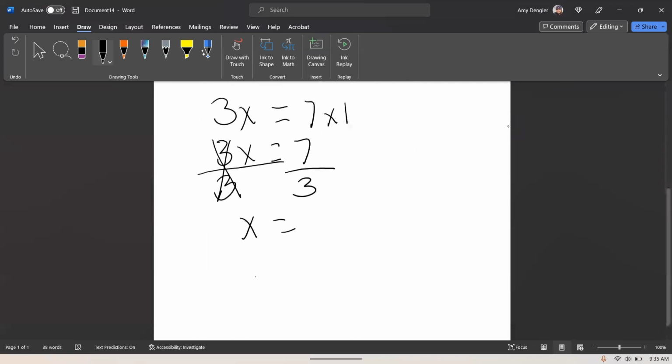So what we need to do first is do 3 into 7. How many times does it go in there evenly? Well, 3 times 2 is 6, and 3 times 3 is 9, so it's going to be 2. So 3 times 2 is 6. We have 1 left. That becomes our numerator, and our denominator becomes the 3 over there. So our answer is 2 and 1/3.